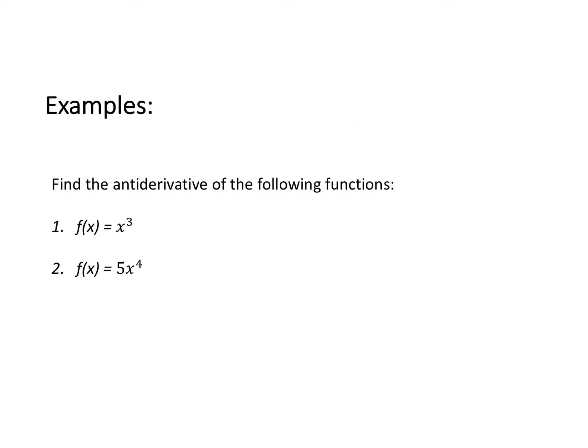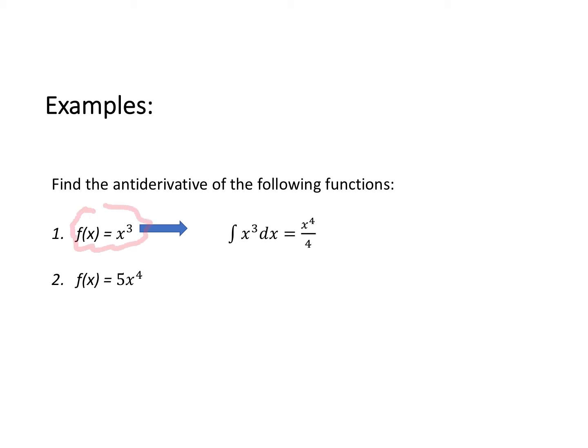So let's look at some examples here. Let's say we want to find the antiderivative of the following functions. Let's look at the first one. We've got f of x is equal to x cubed. The antiderivative of x cubed dx, we're going to increase the exponent by 1, so 3 becomes a 4, and we're going to add 4 to the denominator. That's step 1 and step 2. And lastly, we'll add c, the constant. So the antiderivative of x to the third dx is equal to x to the fourth over 4 plus c.